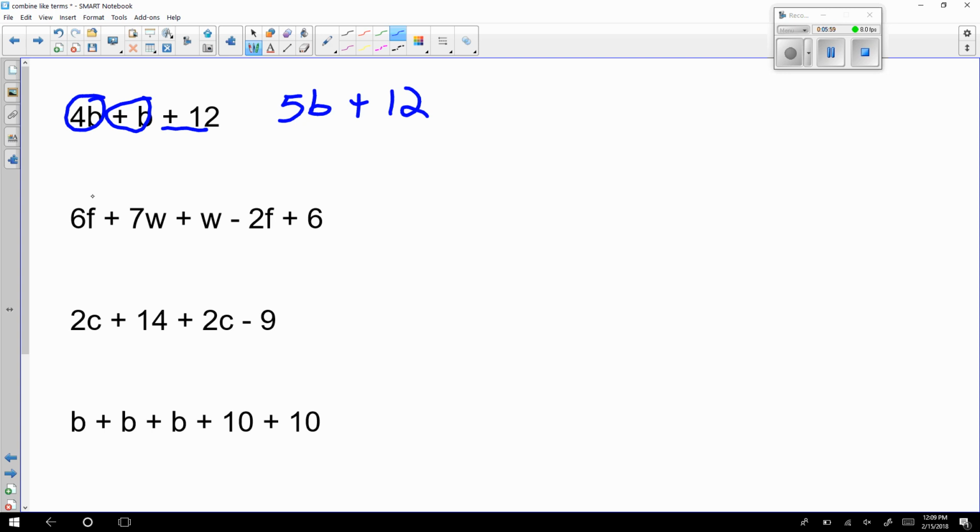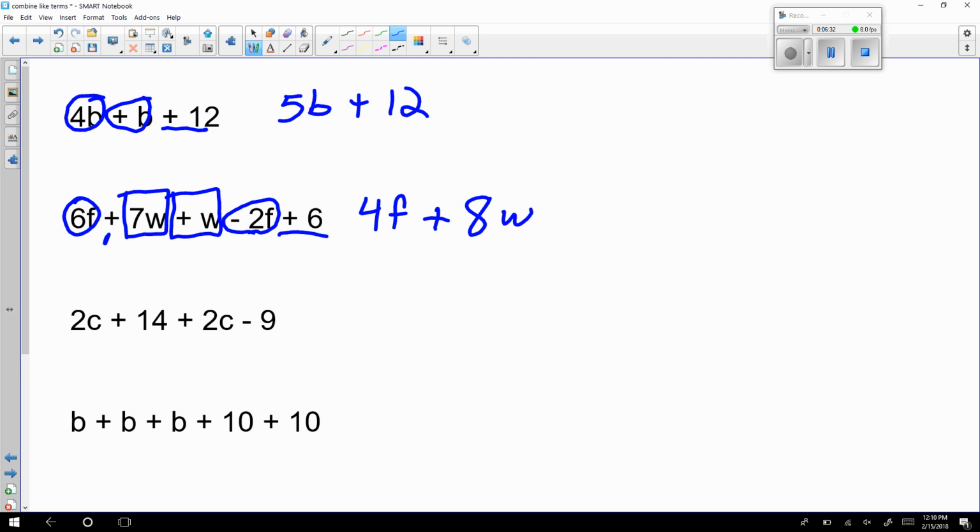On the second one, we'll start with our 6f. And over here we have a 2f, but don't forget to circle that minus sign because that tells us if we're adding or subtracting. 6f minus 2f is 4f. Now we're going to use this sign for the next operation. And we have a 7w, I'll draw a box just so they're different from the circles, plus w, that's 8w, and all we have left is this plus 6.